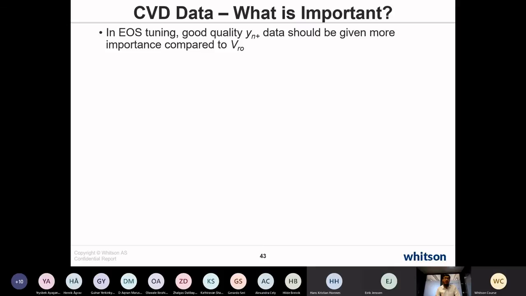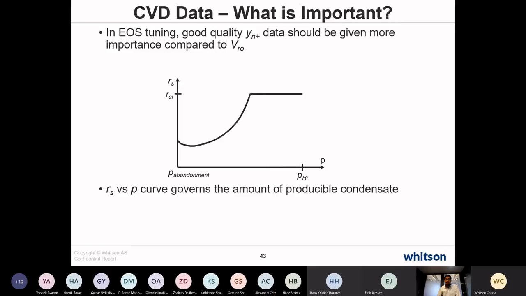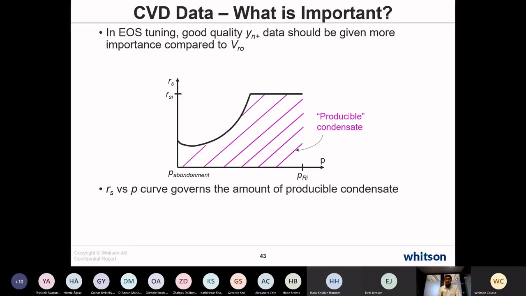So that's why, when we develop the equation of state models and do the EOS tuning, if we have good quality compositional data from the CVD experiment, then that is given more emphasis compared to the liquid dropout. And the main reason is that if I plot this little Rs versus pressure, I know that all this area that's highlighted here, from the initial reservoir pressure to the abandonment pressure, all this area is actually the producible condensate that I will get at the end of my field life.